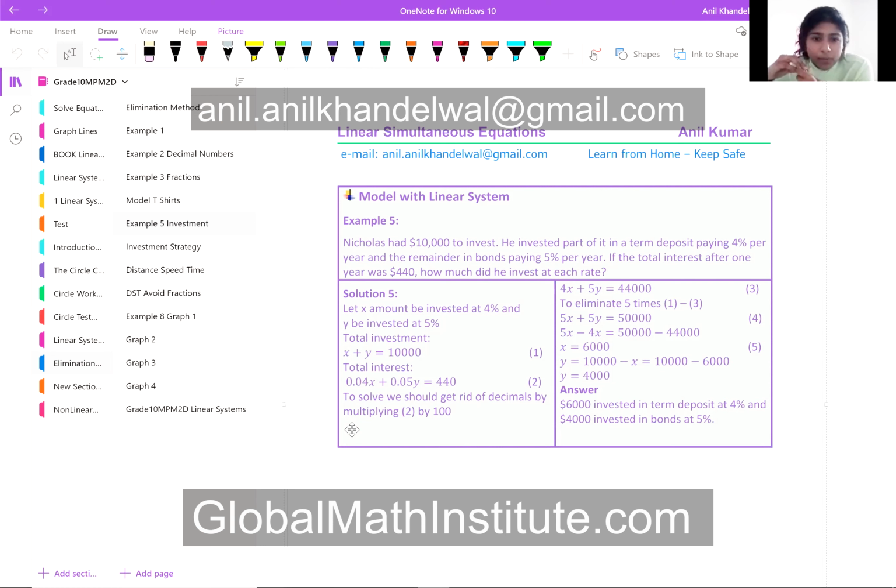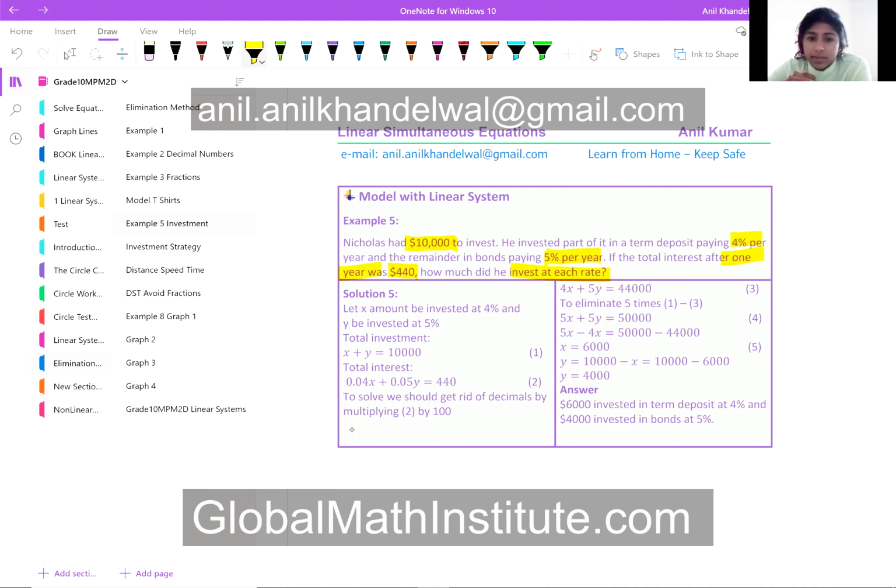Yes. Example 5. Nicholas had $10,000 to invest. He invested part of it in a term deposit paying 4% per year and the remainder in bonds paying 5% per year. If the total interest after 1 year was $440, how much did he invest at each rate?